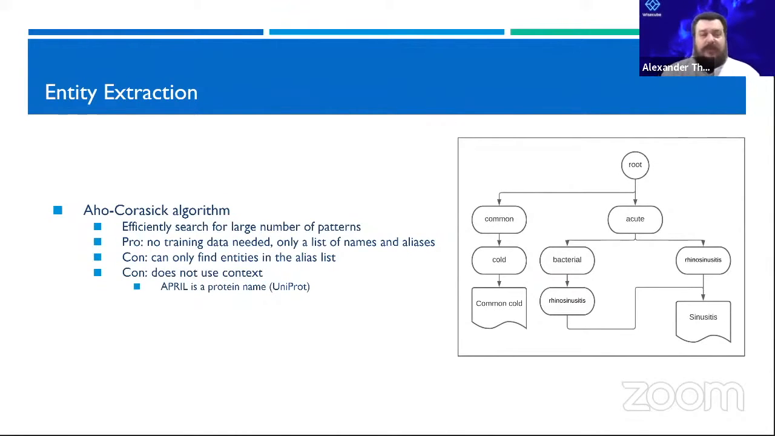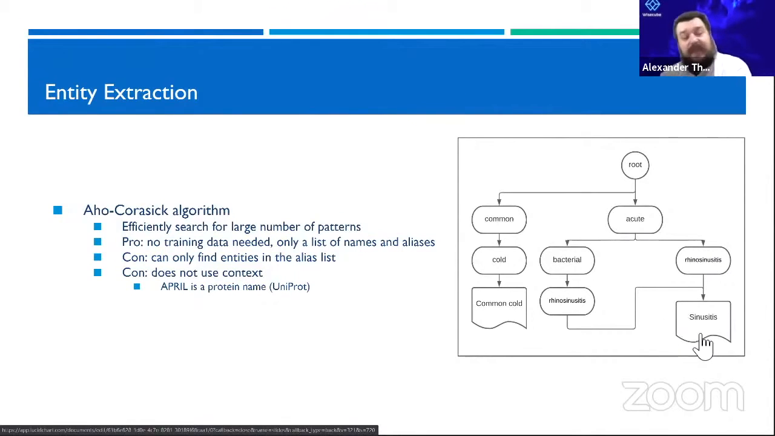So, the Aho-Corasick algorithm. This is a very simple example of the tree structure. Here you have the word acute, and then bacterial rhinosinusitis, or you can go acute rhinosinusitis, and they point to the same entity that we have stored in the tree. So they have the same entry there. Here we have common and cold, which points to the common cold entry.